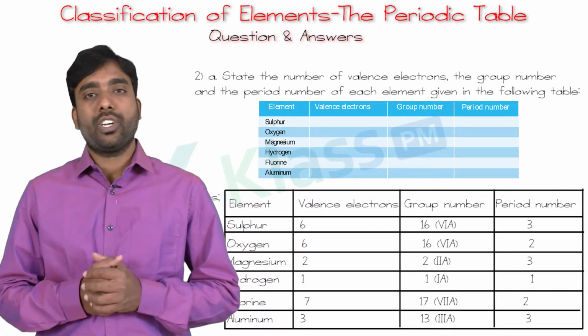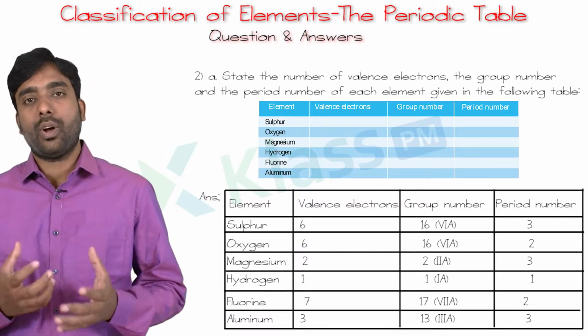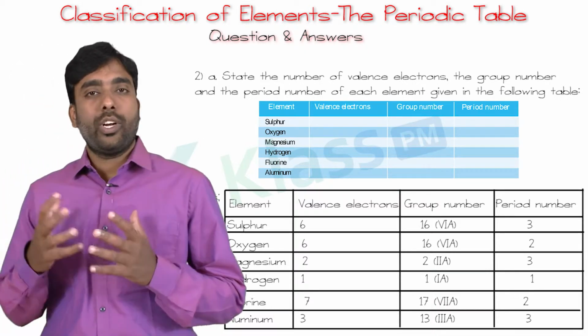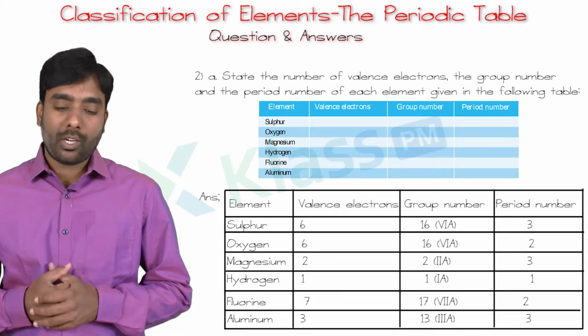Next, hydrogen, atomic number 1. 1s1 is the electronic configuration, there is only one valence electron in 1s1. So its period number is 1, and group number is also 1.